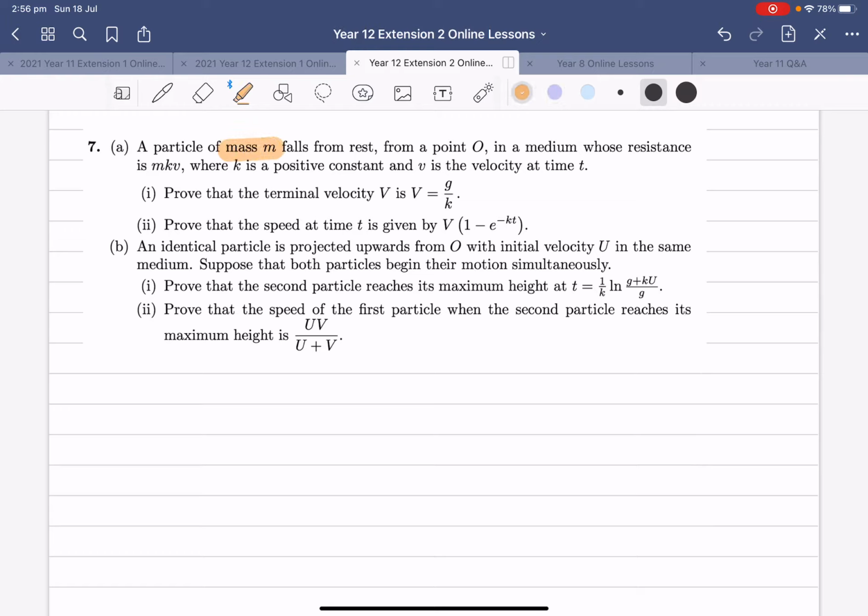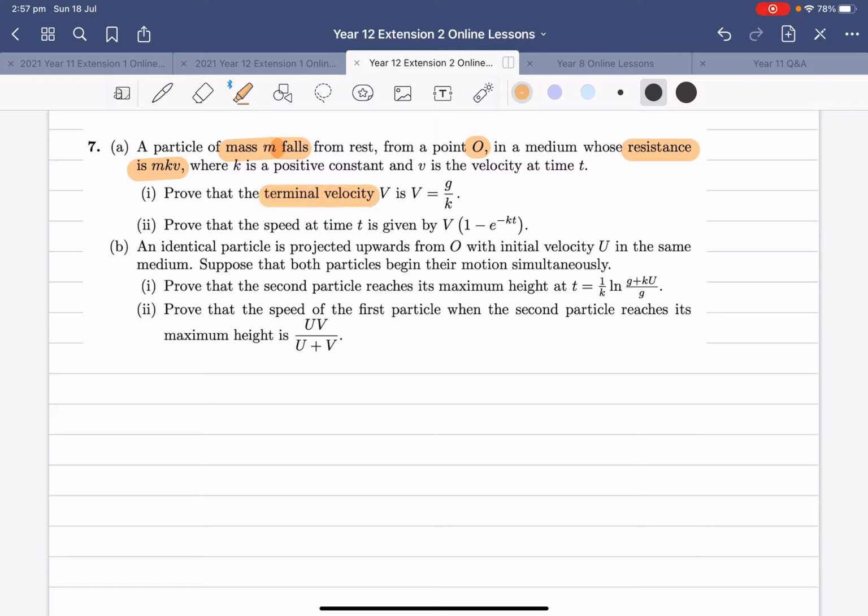We've got a particle of mass m falls from rest. Okay, so it's going from the top to the bottom, from a point O, so the top point is going to be O, in a medium whose resistance is mkV, so we have a resistance of mkV. K is a positive constant, V is the velocity at time t. So for the first part, prove the terminal velocity V is V equals g over k.